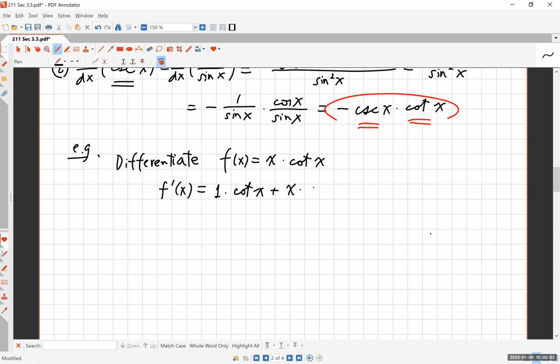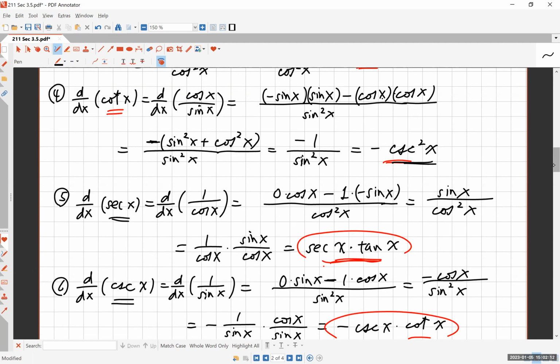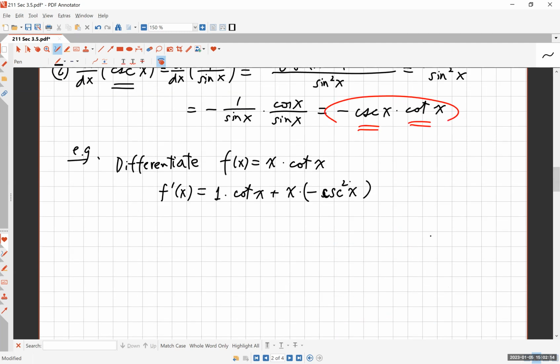The cotangent gives you what? Negative cosecant squared. Cotangent function, if you look up here, negative cosecant squared. This is what you get. And so this is what? Cotangent of x minus x cosecant squared x. So that's the answer to that question. No problem, right? Okay, I'm going to give you another question. So this is A, this is B. This time it's x over the tangent of x.